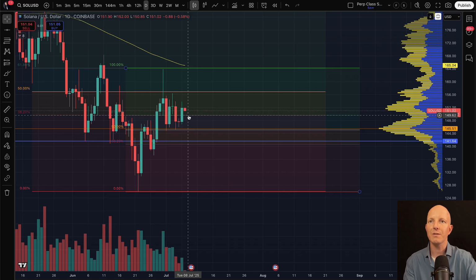Our candle right now is dropping. Let's see if we can find support at the 618 of this range at 149.60, let's say just 150 for round numbers. And we'll have to see what the price action can do, because we have a bit of consolidation here with overlapping candles.